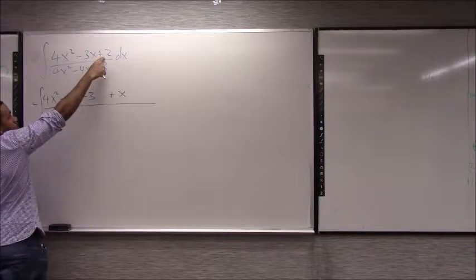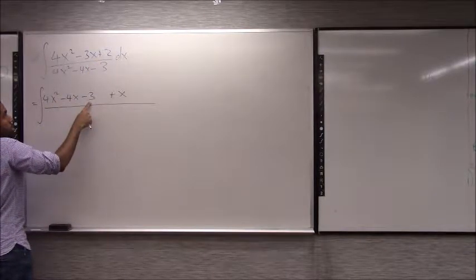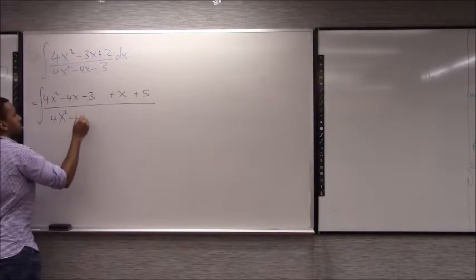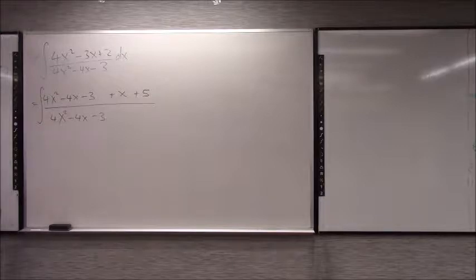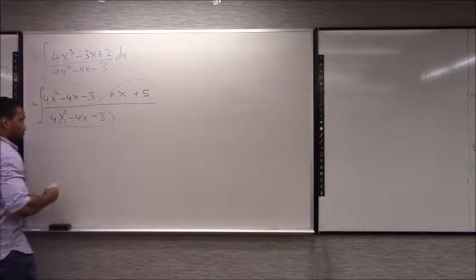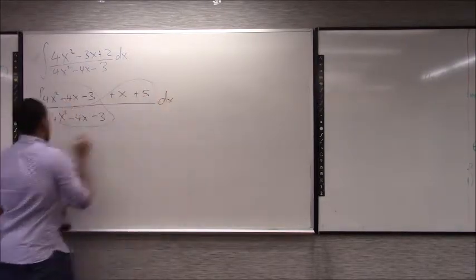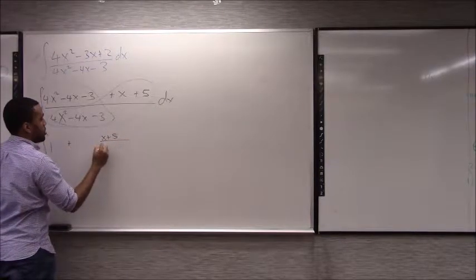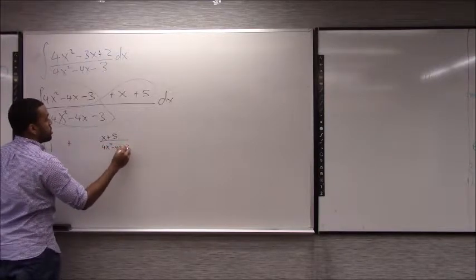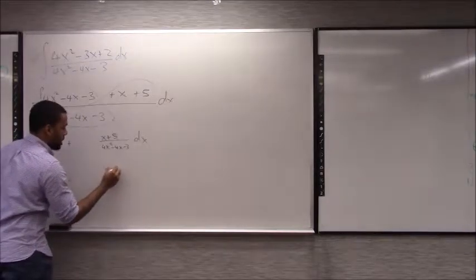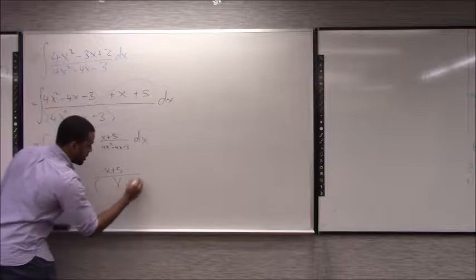And here I have a +2, and to get to a -3 from a +2, what do I need to do? I need to add a 5. And I can split these up into two fractions now, like this one and this one. So this is really the integral of 1 plus (x plus 5) over (4x squared plus 4x minus 3).